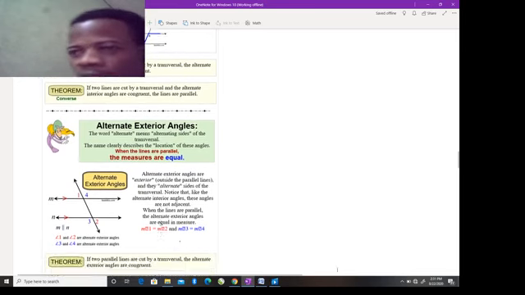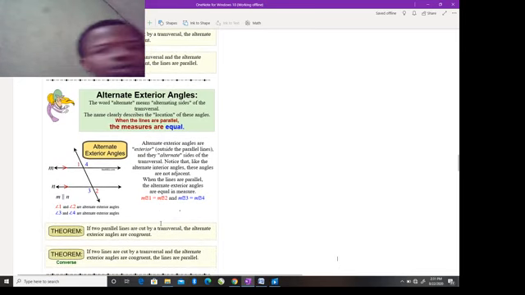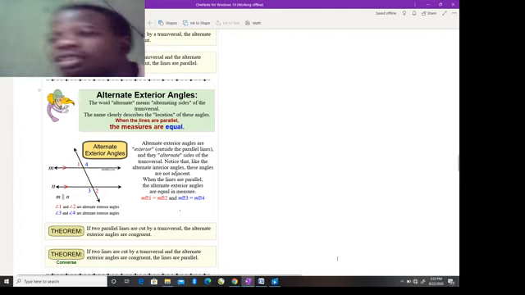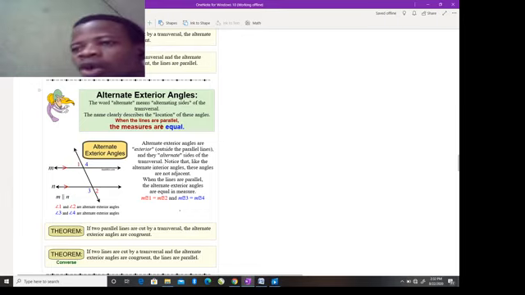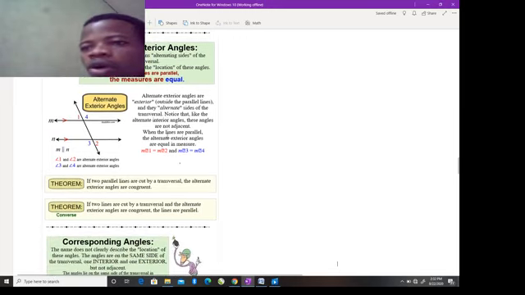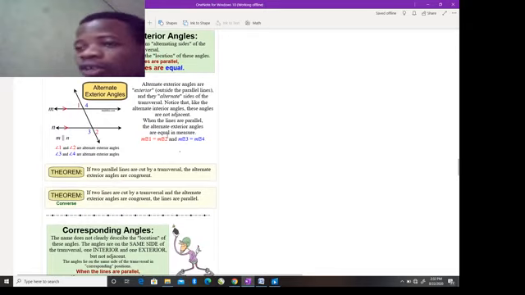Now let's consider alternate exterior angles. The word alternate means alternating sides of the transversal. The name clearly describes the location of the angles. When the lines are parallel, the measures are equal. When the lines are parallel, the measures will definitely be equal. Let's quickly look at the alternate exterior angles. I can still construct that for you.